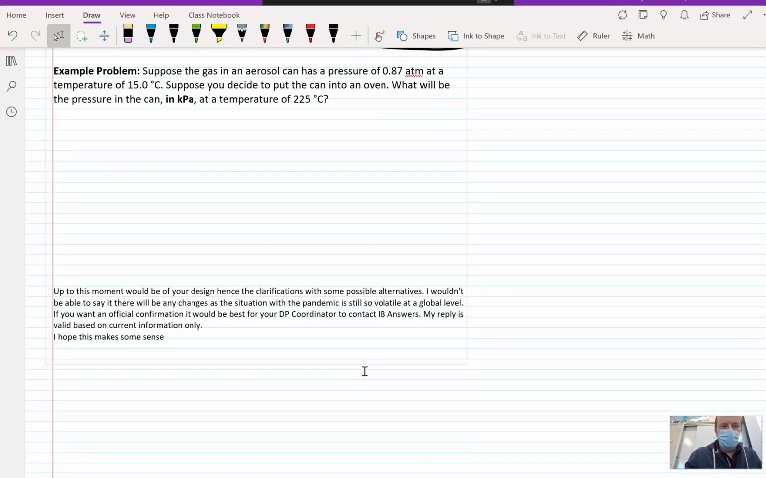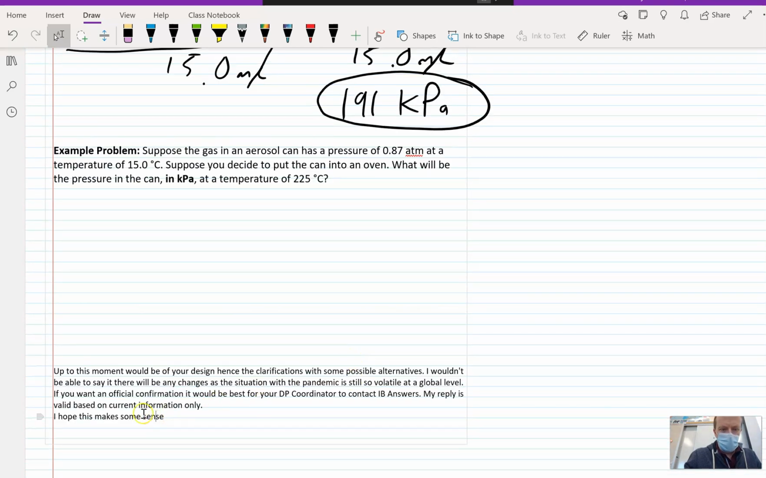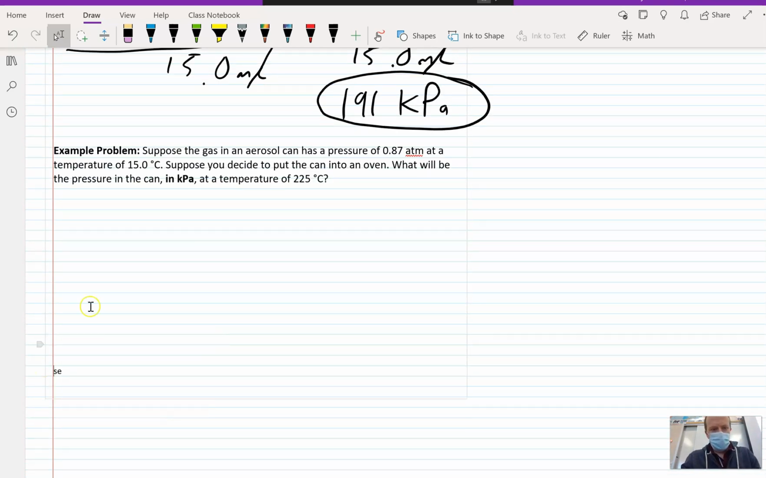Let's look at another one here. Suppose a gas, an aerosol can, has a pressure of 0.87 atmospheres and a temperature of 15 Celsius. Suppose you decide to put the can in an oven. What will be the pressure of the can in kilopascals at a temperature of 225?